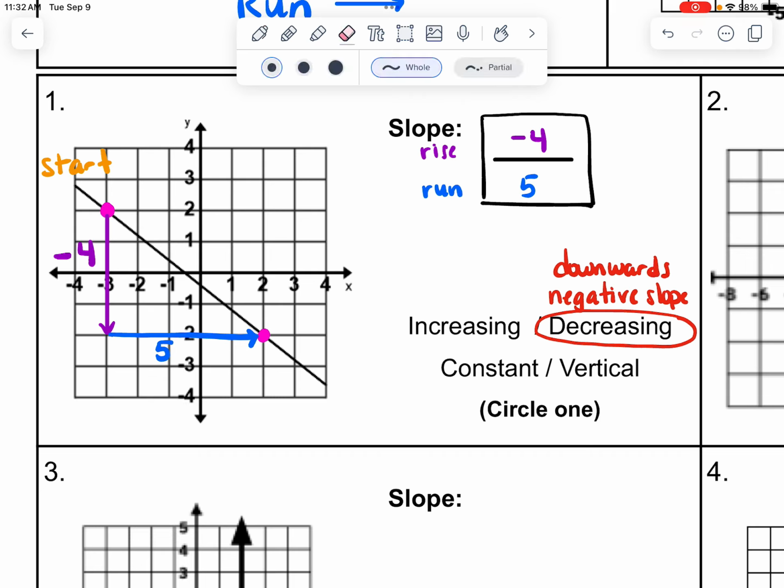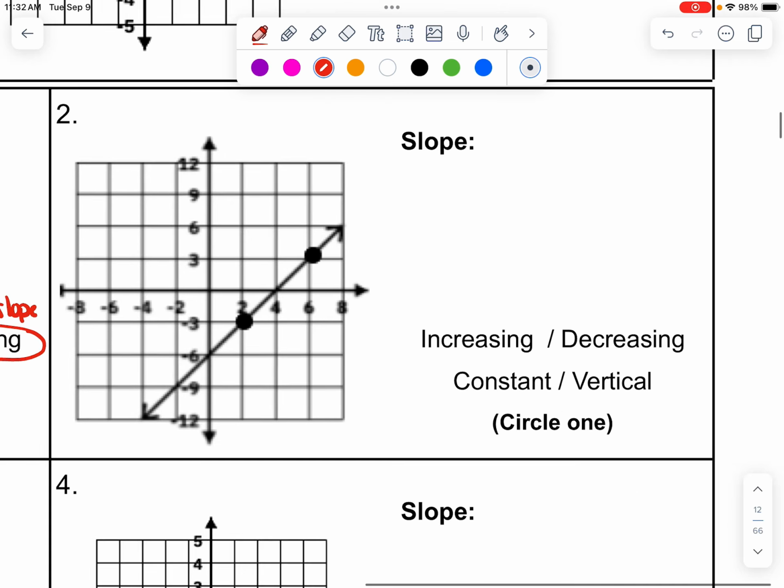I guess I should say downhill. Let's try it again. For problem number 2, I need to start by finding 2 nice points. Now the good news is they're already labeled for me, right there and right there.